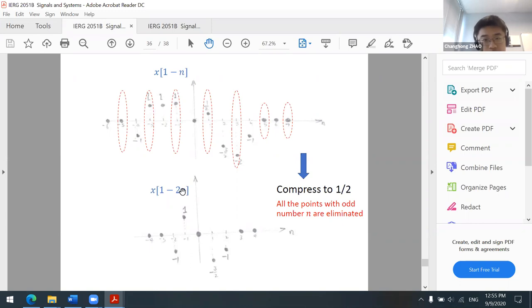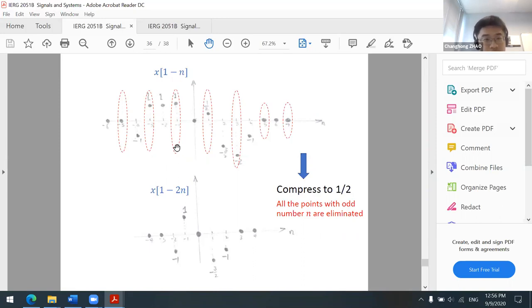But here, notice that we are looking at a discrete time signal. By definition, discrete time signals are only well defined for discrete time n, in other words, n being integers. But by compressing this signal to one half, if you look at this point, originally the signal has n equals minus one, x of one minus n equals one. But after compression, it should be moved to minus 1/2, because minus 1 divided by 2 is minus 1/2. But minus 1/2 is not an integer. In other words, after compression, this point will be moved to a time n that is not an integer, and then it's not well defined for a discrete time signal.